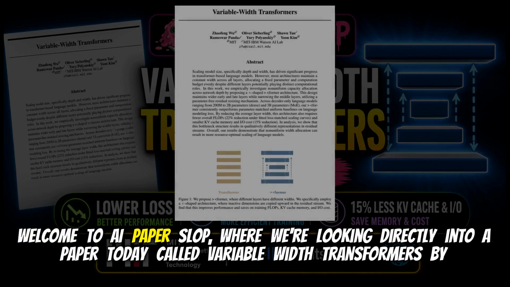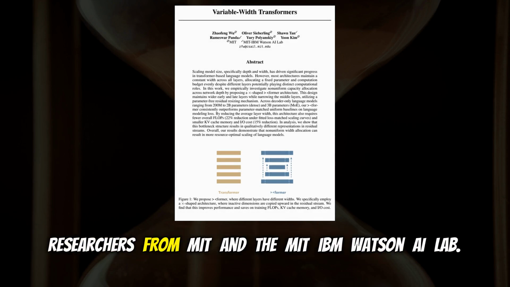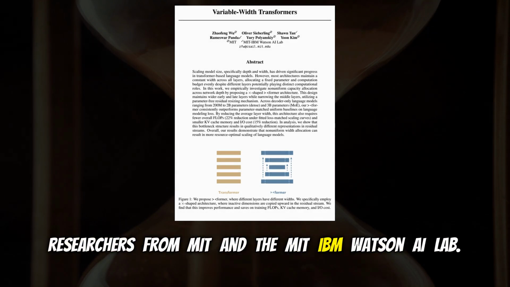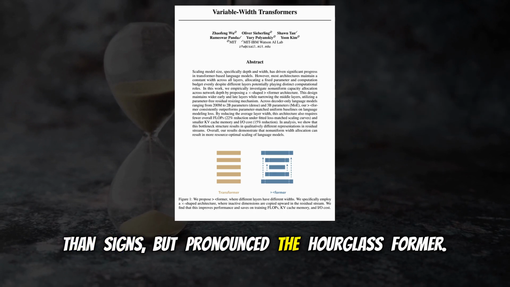Welcome to AI Paper Slop, where we're looking directly into a paper today called Variable Width Transformers by researchers from MIT and the MIT IBM Watson AI Lab. Yeah, and they introduce an architecture they call the former, which is spelled with the greater than and less than signs, but pronounced the hourglass former.